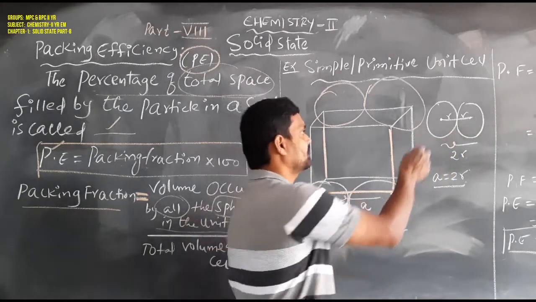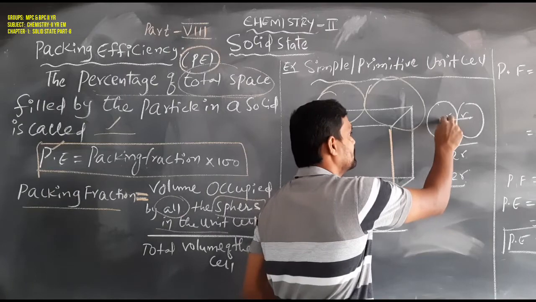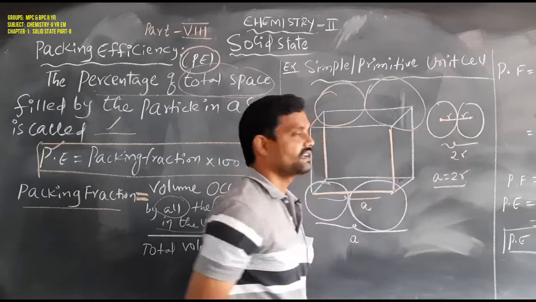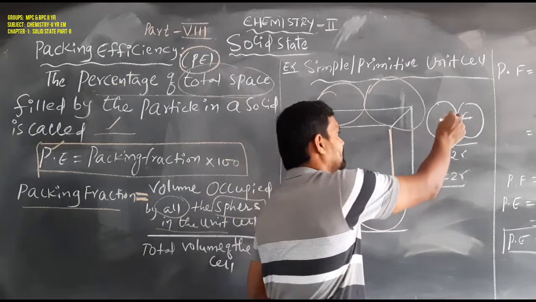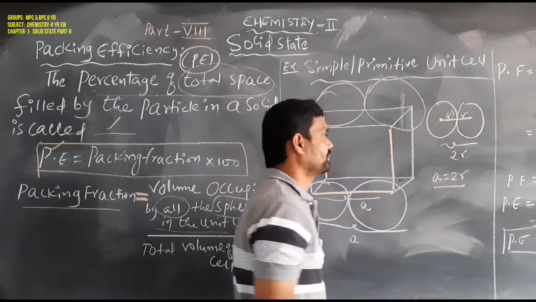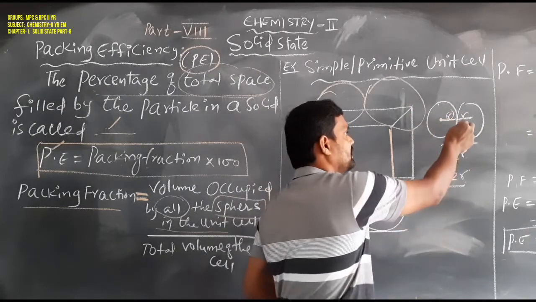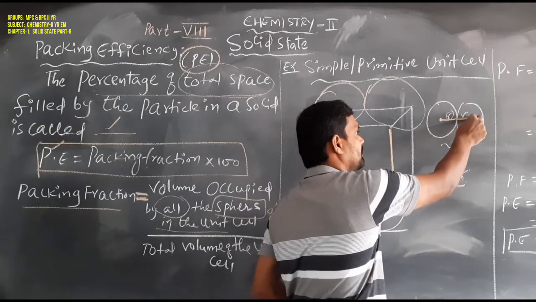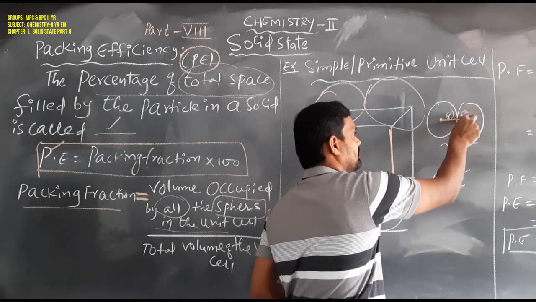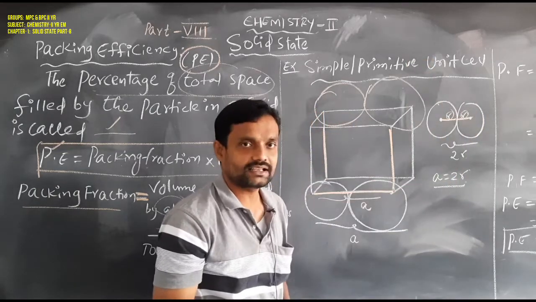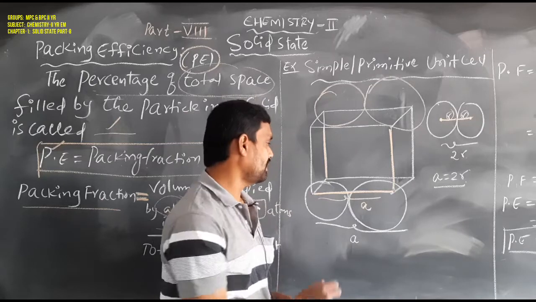For example, the distance from here to the center of this circle is the radius, which can be indicated with small r, and for the other atom also, the distance from here to the center of this circle is also considered as radius small r.